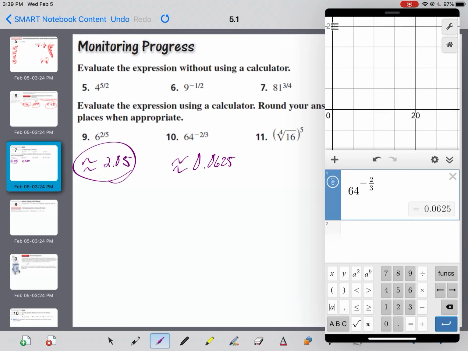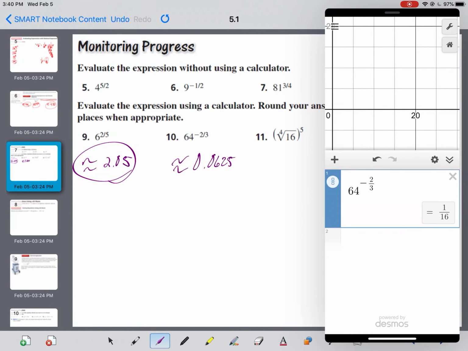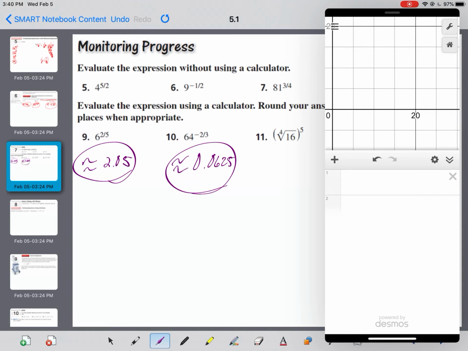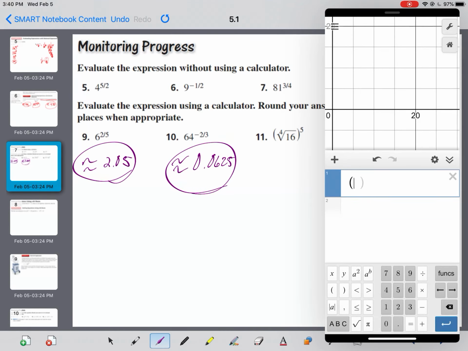Now we're supposed to round to 2 decimal places when appropriate. So I've got 1, 2, 3, 4 decimal places. The reason I'm not doing the rounding here is because it actually stops. I could turn that into a fraction. It's 1/16. It's not that bad, okay? So I would leave all the decimal places on that one.